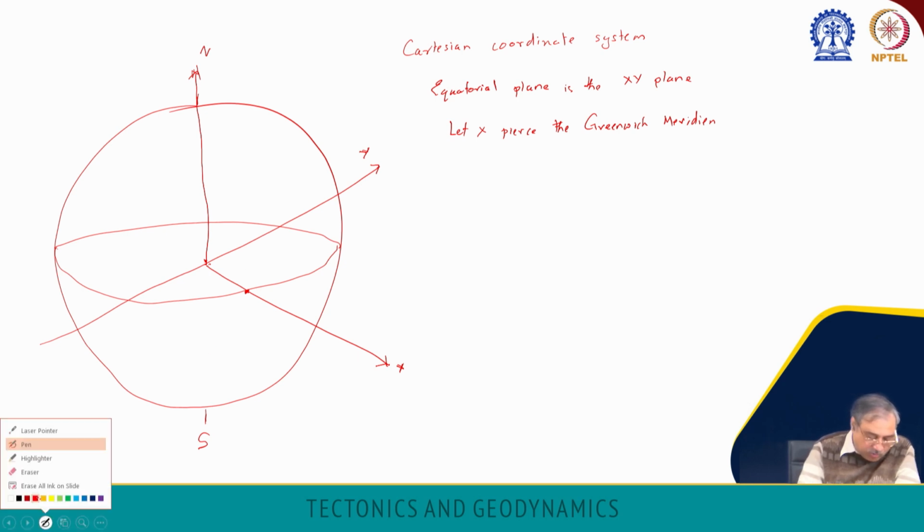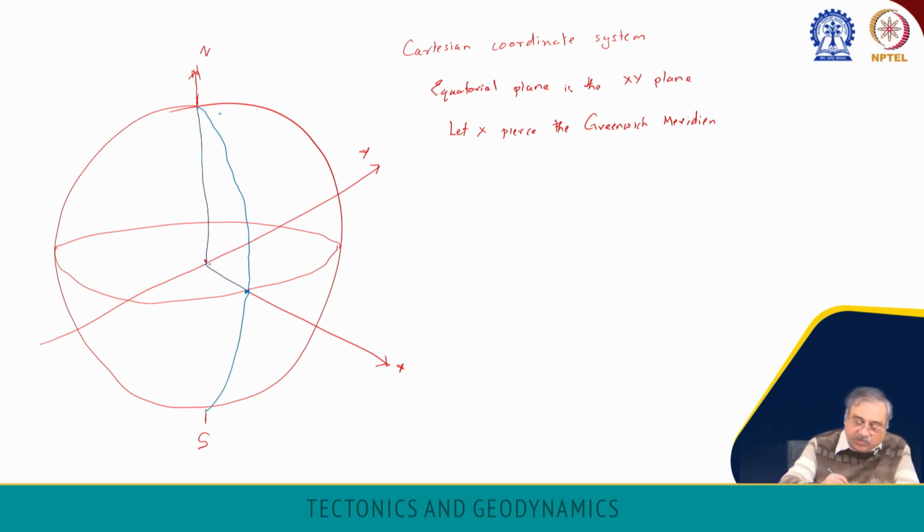So just to show you what I mean, let's have a red blue circle here. Okay, so this, in other words, is the Greenwich meridian, i.e. it's 0 degree longitude. Okay, so that is essentially what I mean here. So this point, it pierces it at the Greenwich meridian.